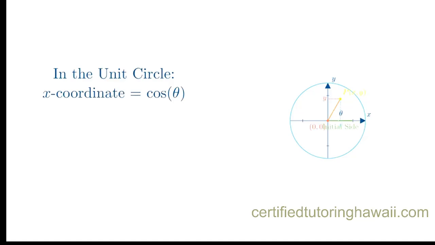This point P has a pair of coordinates, x and y. A crucial fact from trigonometry is how these coordinates relate to the angle theta. In the unit circle, the x-coordinate of P is defined as the cosine of the angle theta, and the y-coordinate is defined as the sine of the angle theta. This gives us our fundamental definition. For any angle theta, sine is the vertical coordinate of the point on the unit circle, and cosine is the horizontal coordinate. This relationship is the key to understanding their graphs.